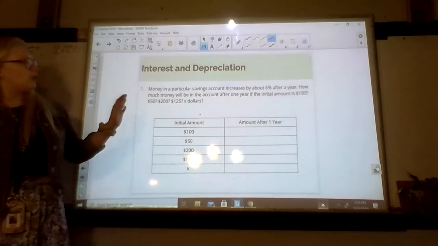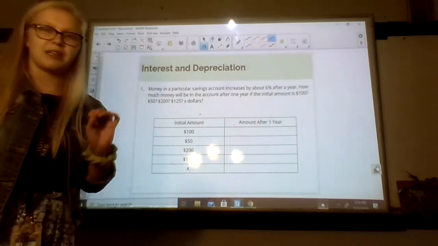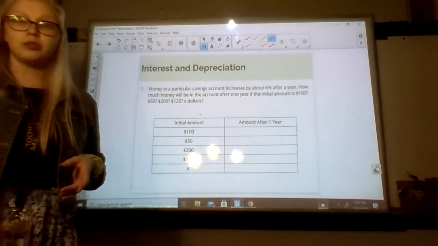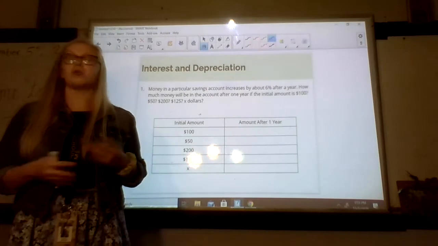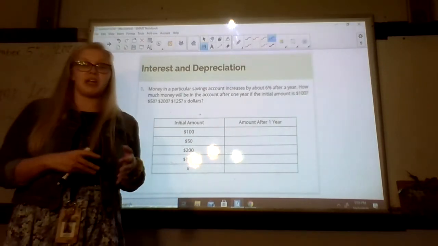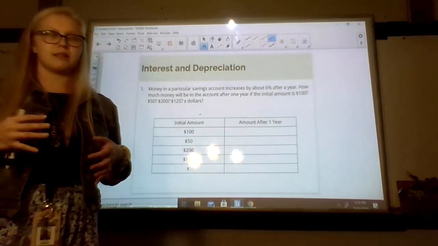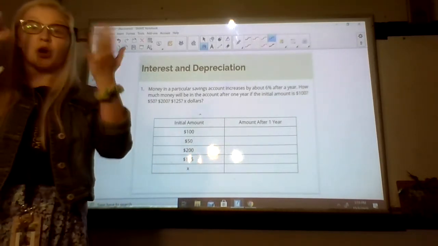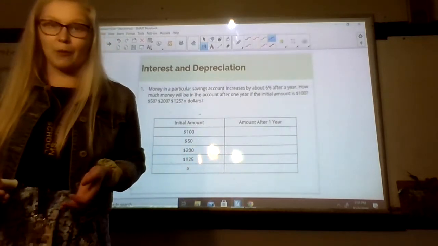Okay. Let's move on to our tasks for the day. So, we're going to talk about interest and depreciation. These are actually opposites. So, interest, you're going to probably hear this word in banking or loans. You probably don't really know anything about loans. But when you put money into a savings account, it's going to have interest to it. You're going to earn money for having your money in a savings account.